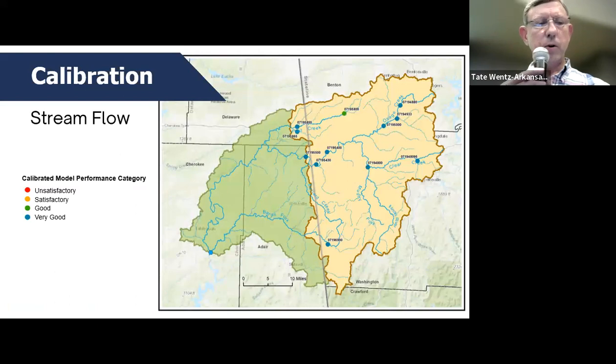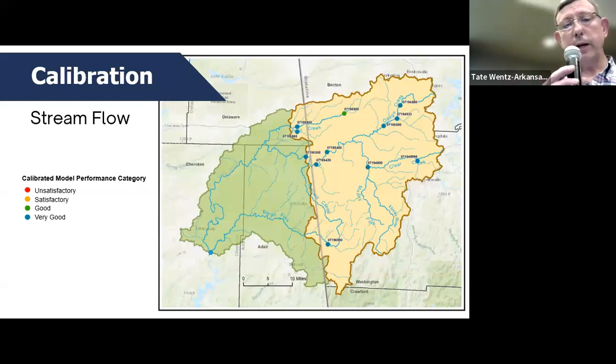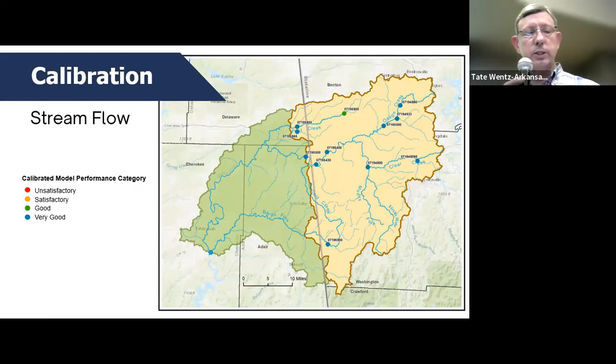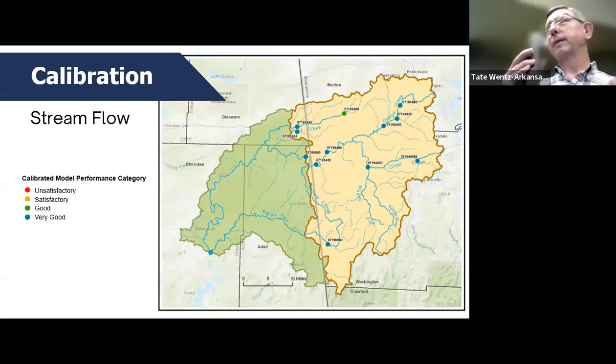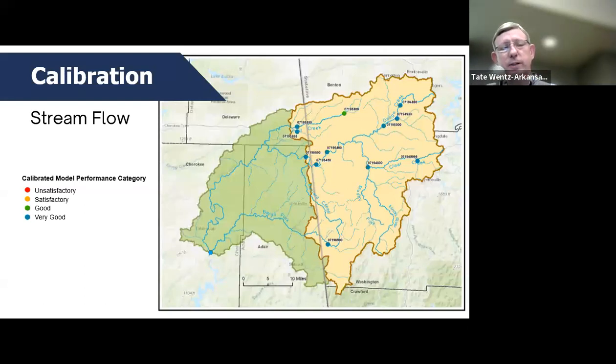For stream flow, you'll see each of those locations shows where we were able to have stream flow data for calibration. Now, the categories you see on the left were not something we just made up, like, oh, I think that's good or bad. Those are based on statistics and calibration criteria that have been published, I think back in 2007 by Moriasi, I think is how I pronounce the name, and some others. It's a peer-reviewed publication, and a widely used set of calibration criteria.